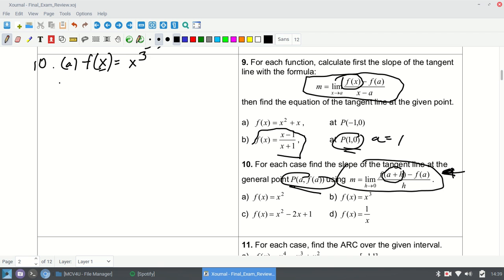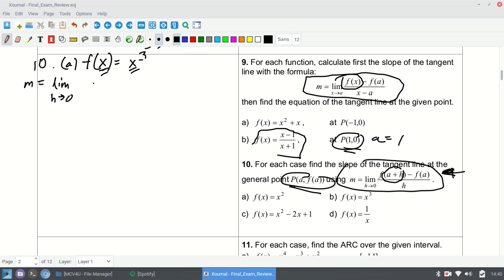f of x equals x cubed. Limit as h approaches 0. Now look, it's saying take an input and cube it instead of square it. So what should f of a plus h be? That's right, a plus h cubed. You just cube it.